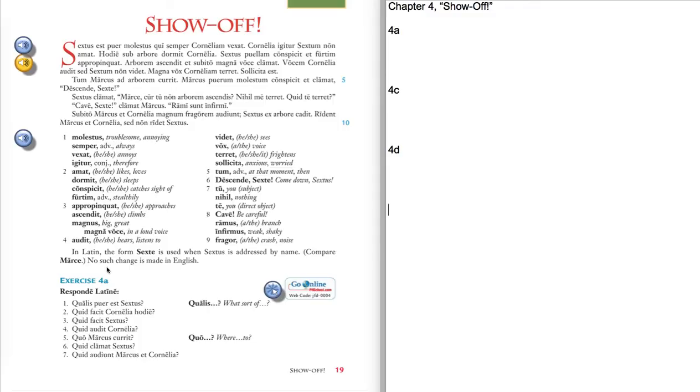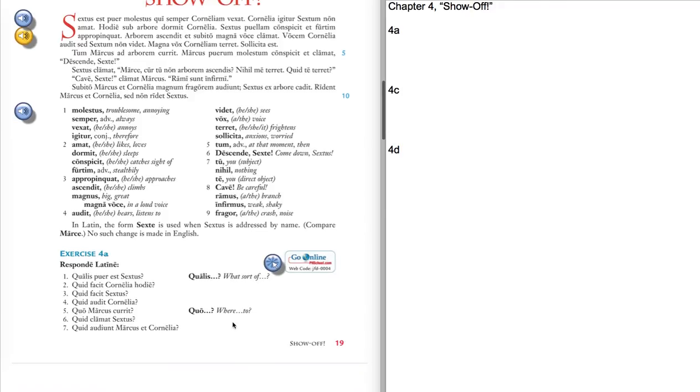Okay, so exercise 4A, respond in Latin. So again, not translating the question, but responding in Latin. A couple of new question words here. Qualis, what sort of, and quo, meaning where to. There are a few ways to say where in Latin. We've learned ubi, which means where is something at, and quo now is where is so and so walking to. And then you'll see a third one, unde, which means where from. But we'll focus on this for now.